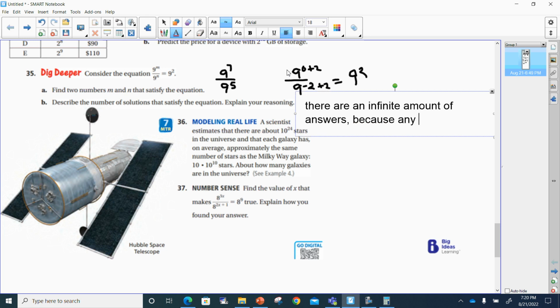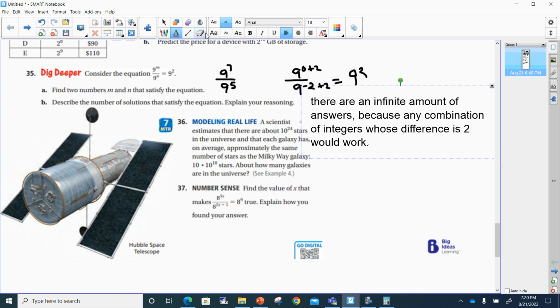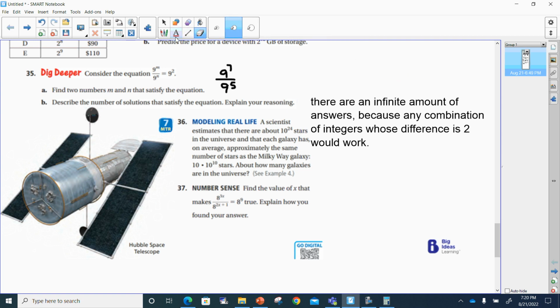because any integers, any combination of integers whose difference is 2 would work. All right, and that would be my answer for B. Okay, and I'm just going to erase this part over here so I'd have room for that.